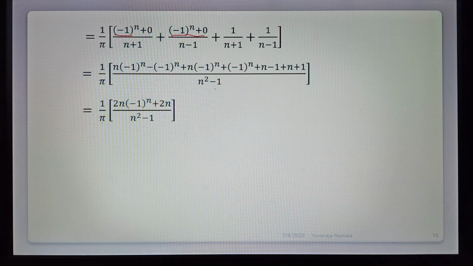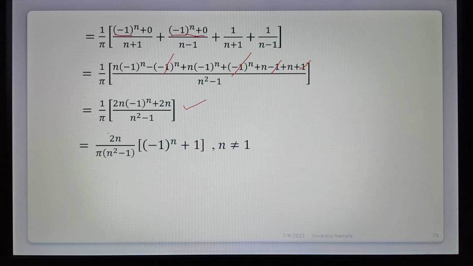Now simplification is 2n. Here n, the 1 cancels. Here both n are the same, 2n into minus 1 power n. So this also cancels. Minus 1 power n cancels. So 2n into minus 1 power n plus n plus n, 2n, by n square minus 1. So that is equal to, simplifying with 2n common, 2n by pi into n square minus 1 into minus 1 power n plus 1, where n is not equal to 1 must be. Okay, so this is bn.